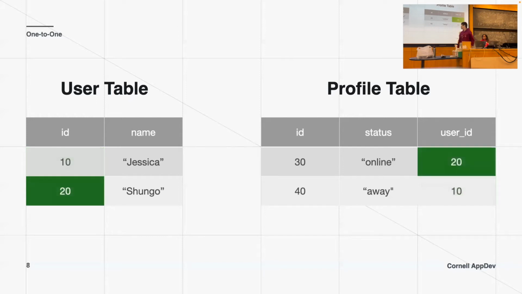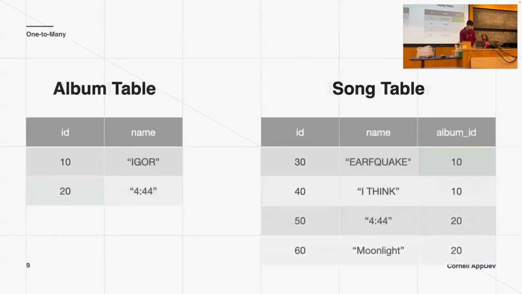Same thing goes with me, right? And the reverse can be done as well. If we want to see who's this person with ID 30 that's online, we can see that the user ID is 20, and we can see that that's me. So, right, modeling relationships with foreign keys.